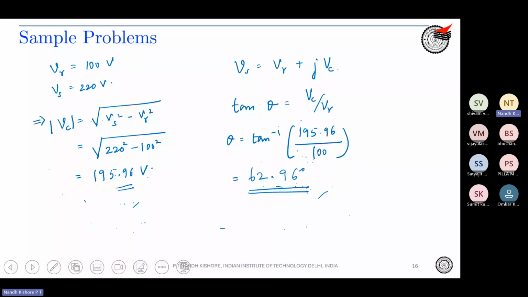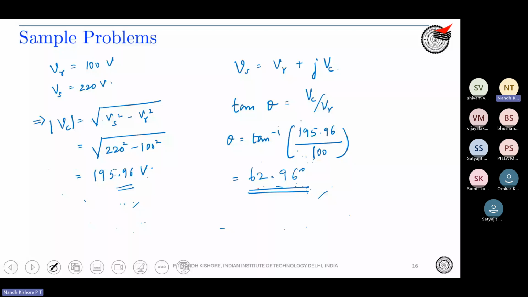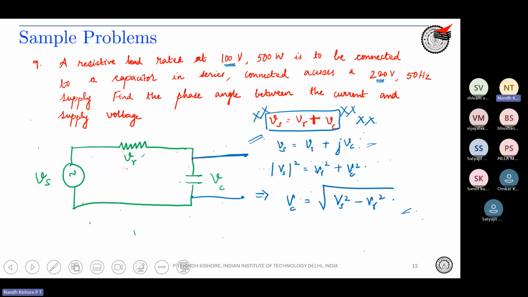This is a very important question. I would say it's a tricky question also, right? Don't you think, first see the question, they have given nothing related to capacitor values. They have just given the resistor value. They have given the voltage across the resistor and the supply voltage. So Vs is given, Vr is given, Vc is not given.